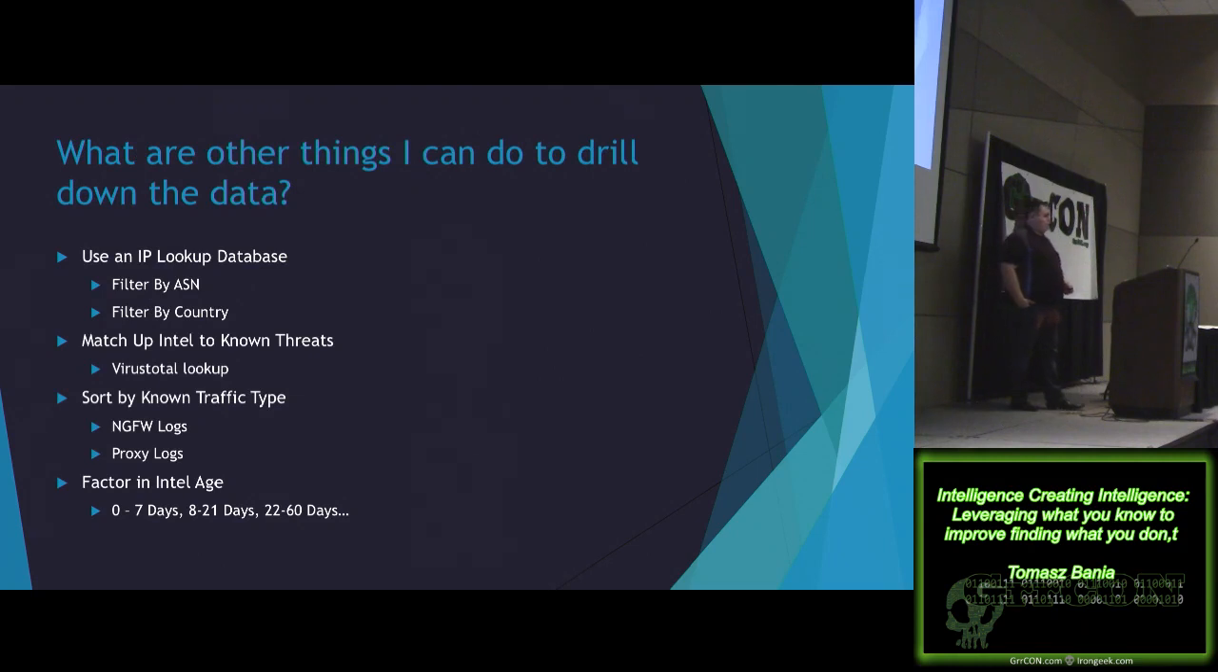What are the other things you can do to drill down on this data? First thing I have listed here is using an IP lookup database. First one is filtering by ASN. Is anyone not familiar with what an ASN is? So an ASN is basically an identifier that's assigned to organizations for IP ranges. And let's say you have ASNs assigned to Microsoft, Amazon, Google, so on and so forth. You could take those ASNs, take all the IP addresses from there, and say, those I'm not going to use as a primary indicator. Why?